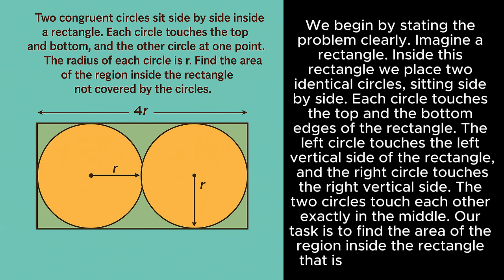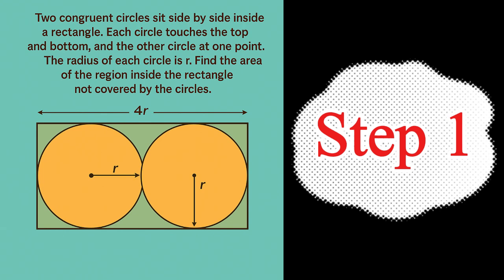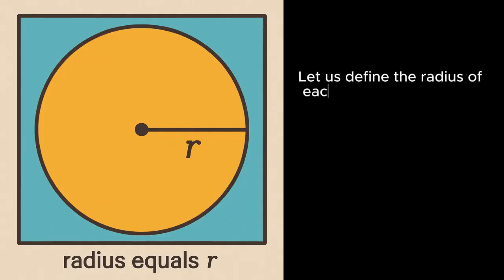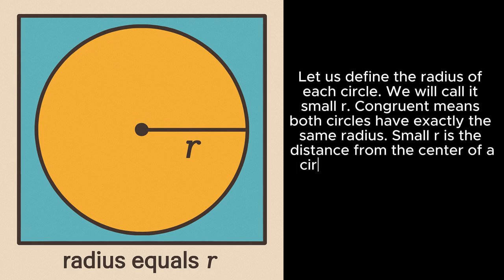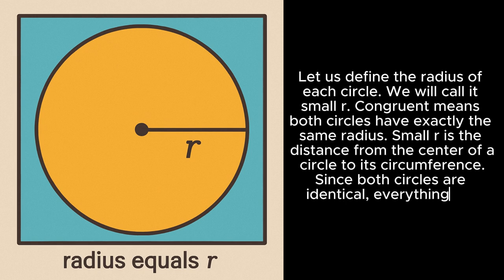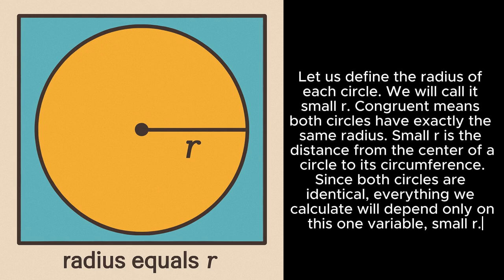Our task is to find the area of the region inside the rectangle that is not covered by the two circles. Now, step 1. Let us define the radius of each circle. We will call it small r. Congruent means both circles have exactly the same radius. Small r is the distance from the center of a circle to its circumference. Since both circles are identical, everything we calculate will depend only on this one variable, small r.